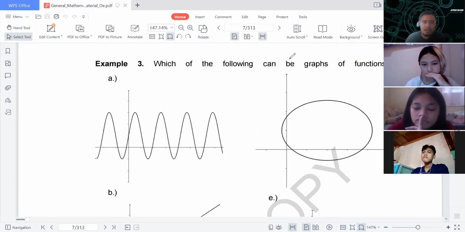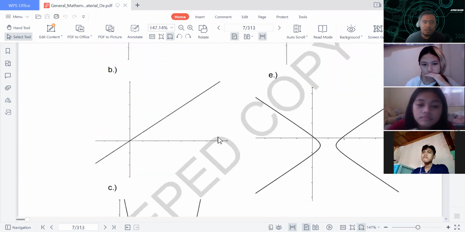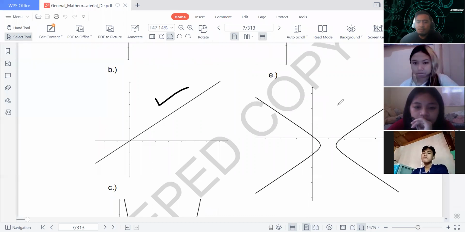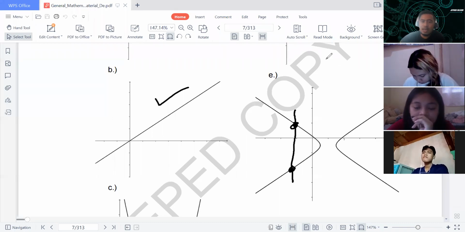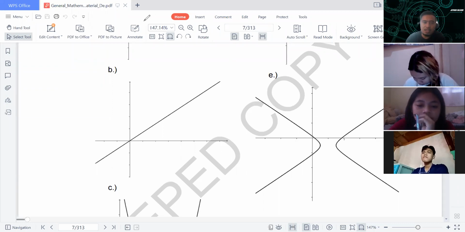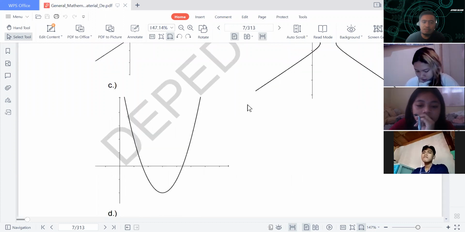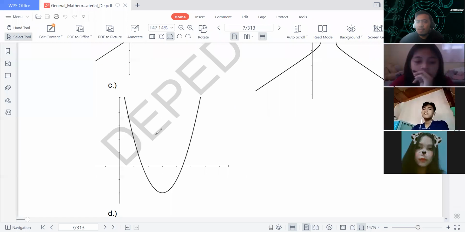Next, how about this one? Letter B, is it a function? Yes, sir, it's a function. E, no, sir, no, because if you draw a vertical line here, it will cross here, right? Okay, it is not a function. Next, is it a function? Yes, sir, it is a function. Okay, next.